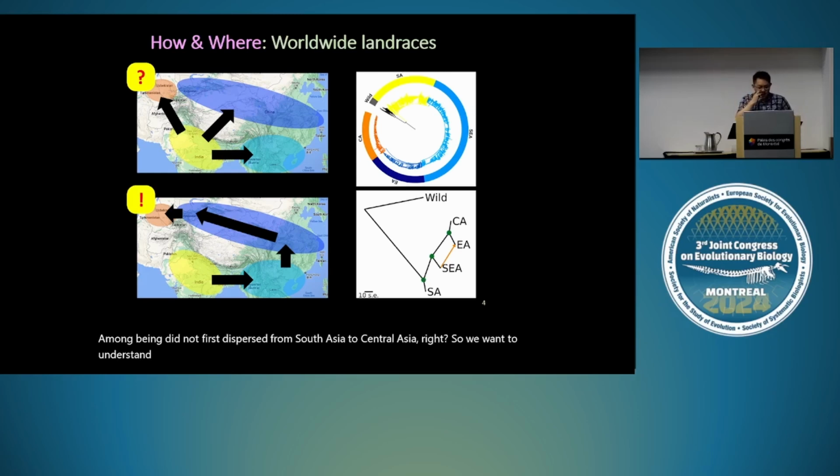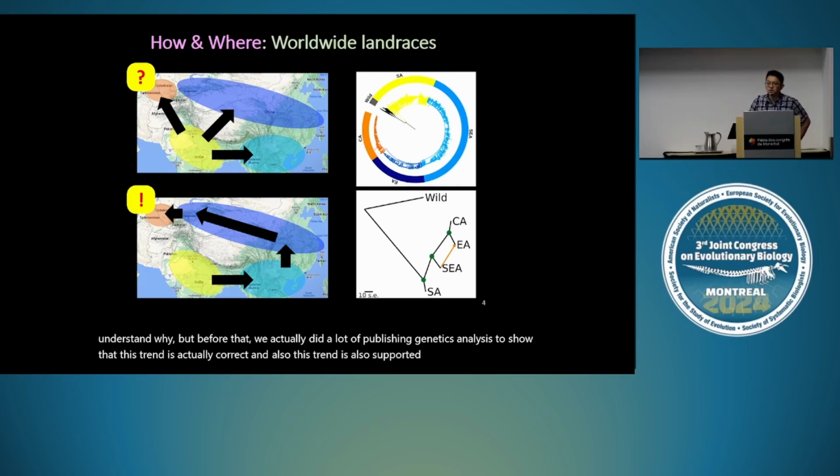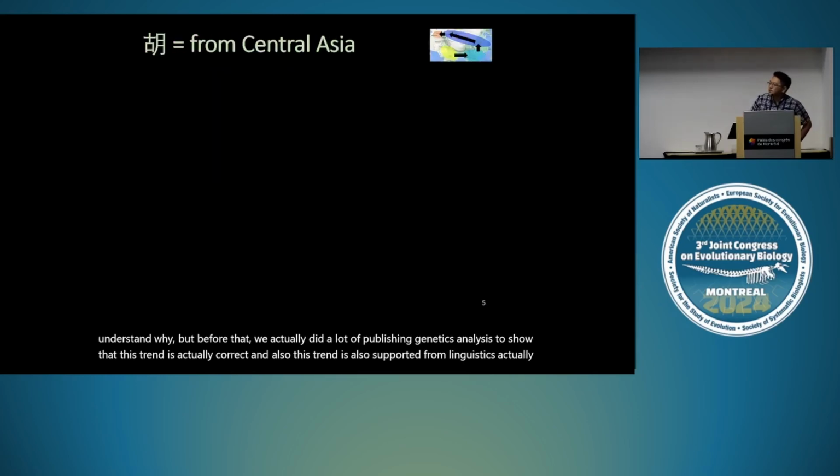But before that, we did a lot of population genetics analysis to show that this trend is actually correct. And this trend is also supported from linguistics, actually. Also, let me teach you a bit of Chinese.